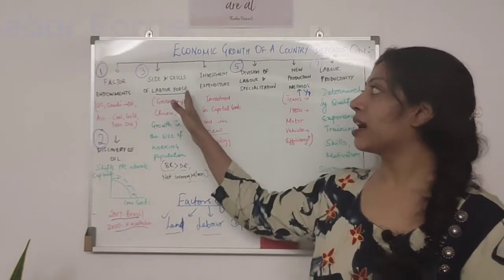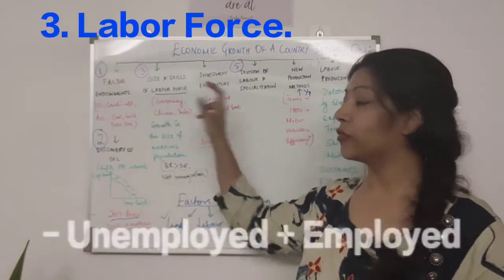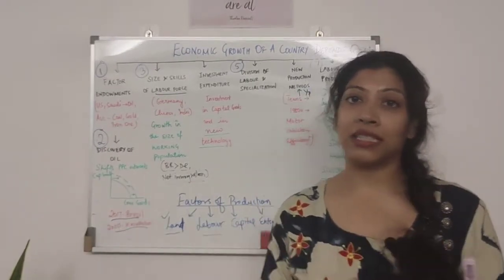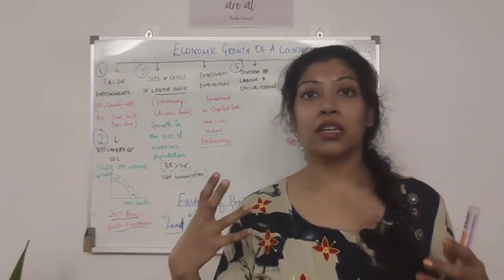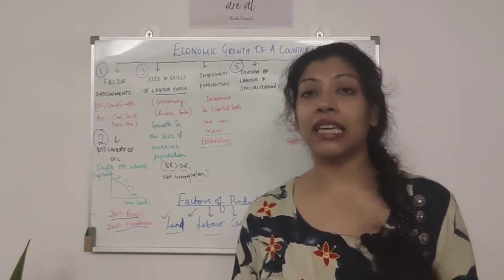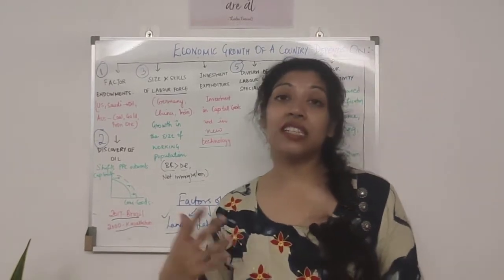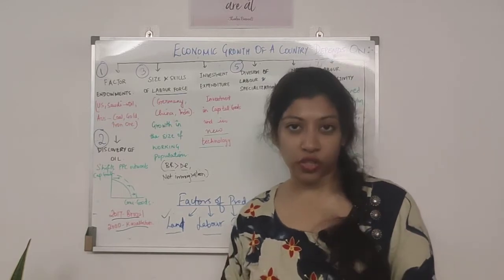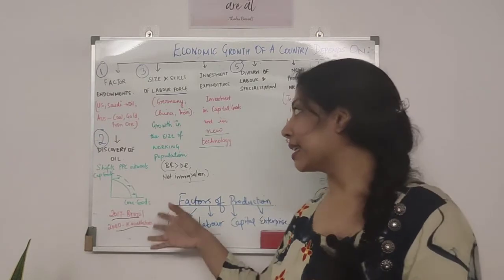When we talk about the size and skills of the labor force, we should know the definition of the labor force. So labor force is nothing but the unemployed plus the employed of a country, which means all of those who are actually employed, who are earning money in the economy, and all of those that are actively seeking work, who are of employable age but have not yet got work. So the unemployed plus the employed consists of the country's labor force.